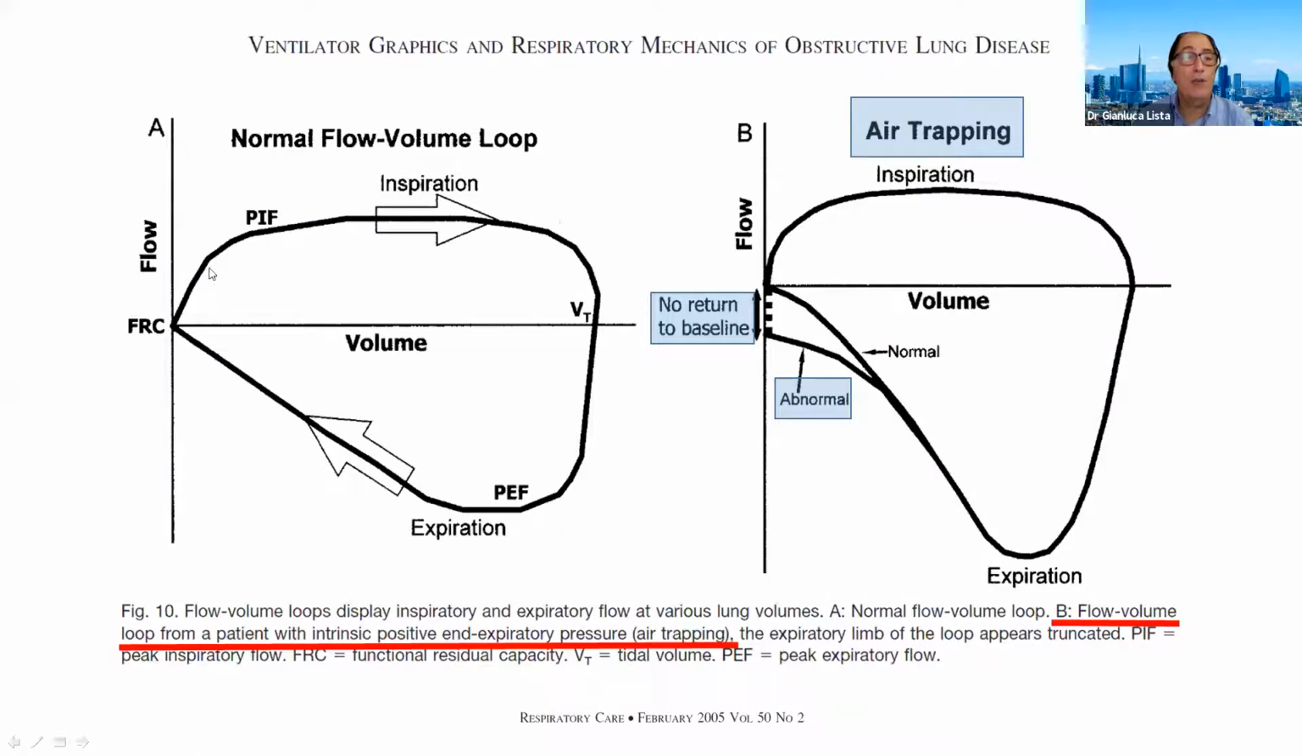On the left, you have a normal flow volume loop, both during inspiration and during expiration. On the right of your panel, there is a typical situation like air trapping. In fact, the expiratory flow does not return to the baseline. In order to resolve the situation, you have to increase the expiratory time, you have to reduce the respiratory rate.